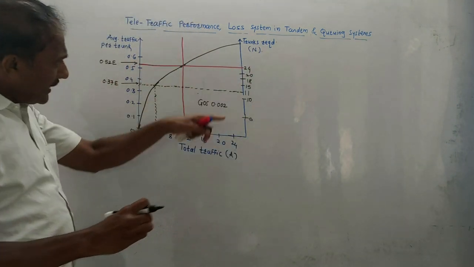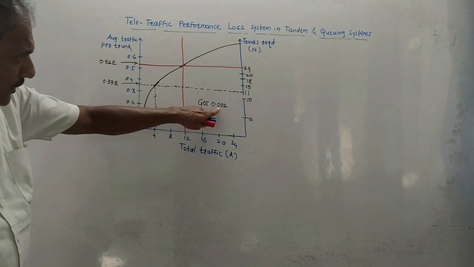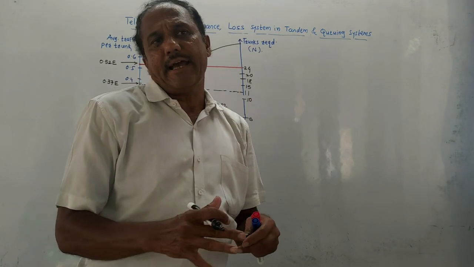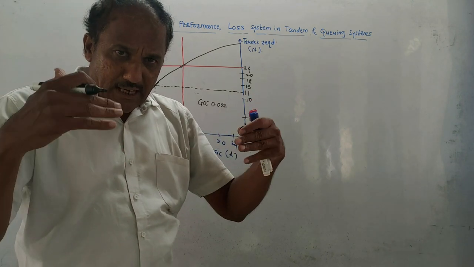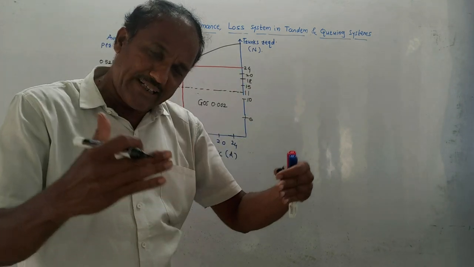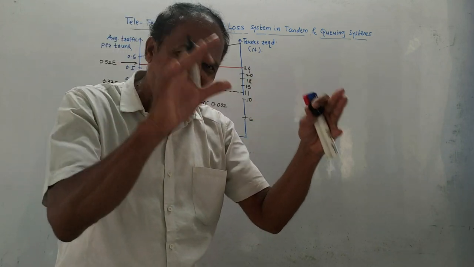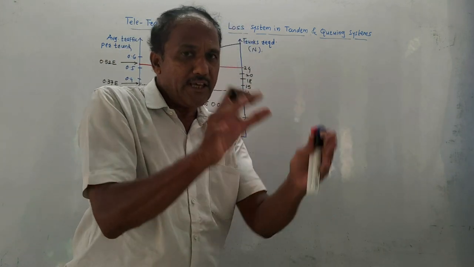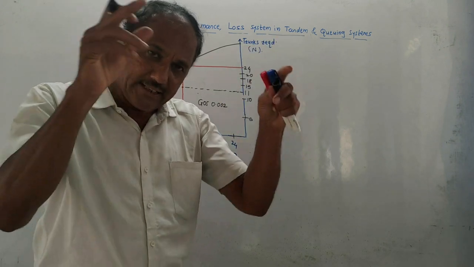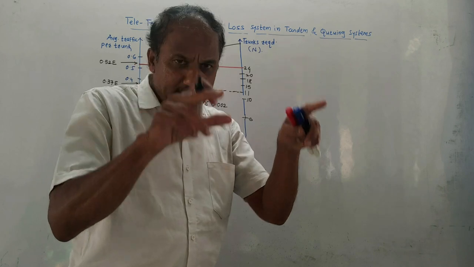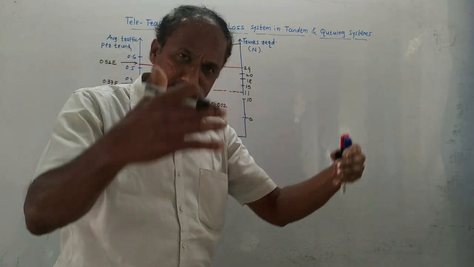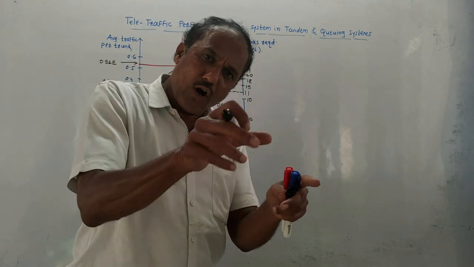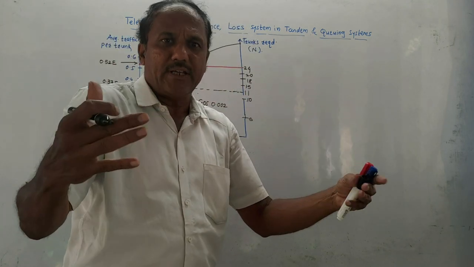So, I have drawn one graph for GOS, grade of service 0.002. This is the graph for tele-traffic performance. Actual requirement is like this: if the number of trunks is more, there is less probability that all the trunks are busy at a time. So if trunks are not busy, the call can be easily completed. On the contrary, if the number of trunks in the system is less, then there are more chances that whenever you make a call, all the trunks might be busy. So your call may be lost or put in the queue, and if after some time no trunk is free, then the call will be lost.